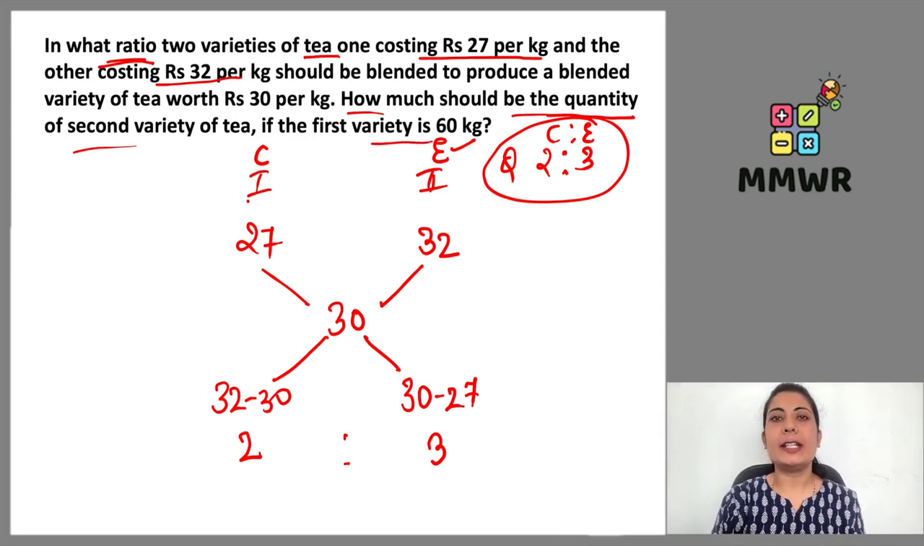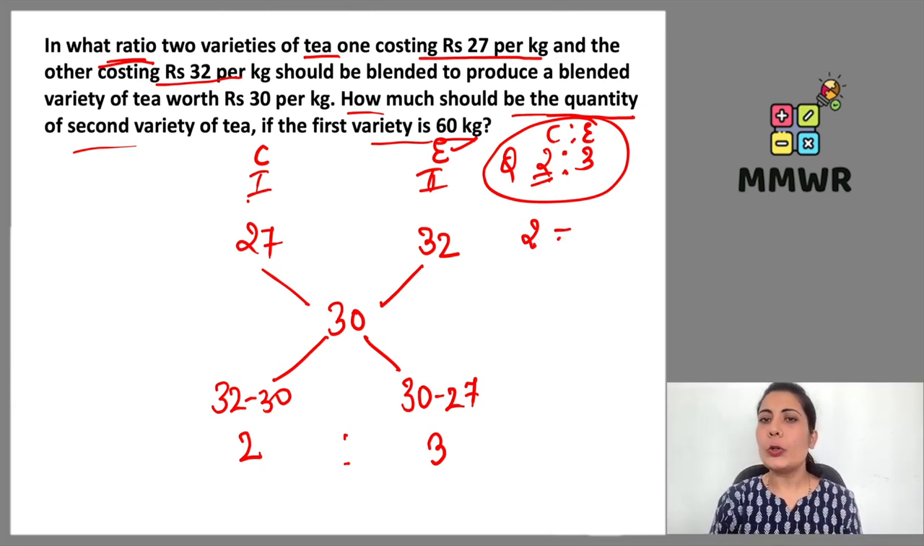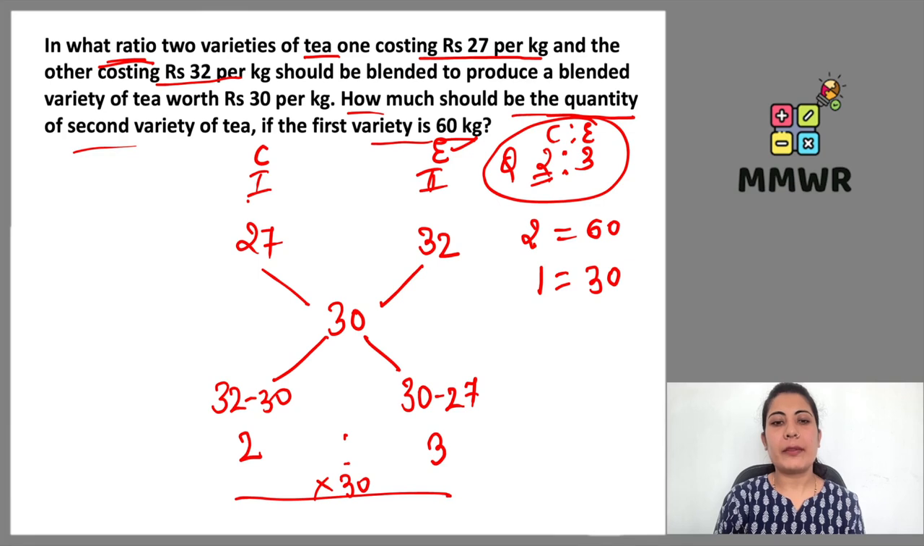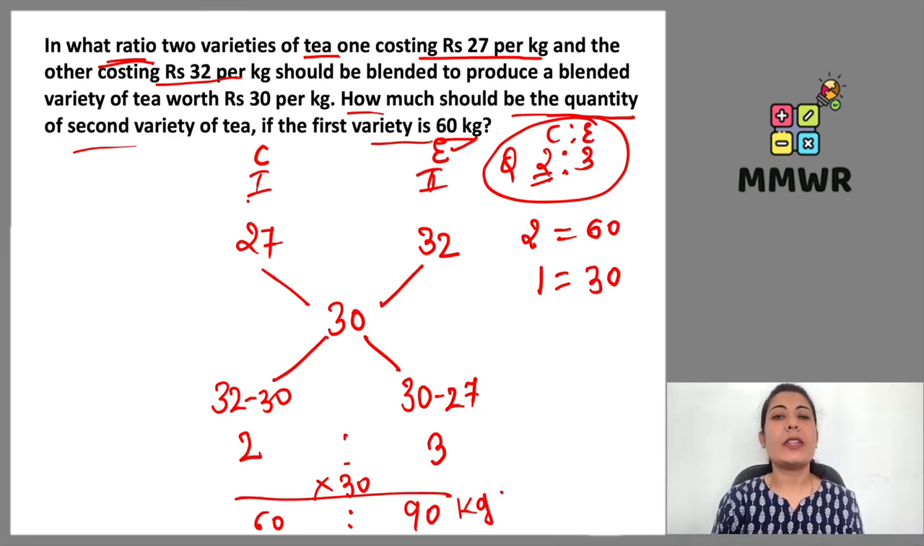If for the first variety, that means the cheaper one, we have taken 60 kg, then for the cheaper one, 2, we can write it as 2x equals 60, or 2 equals 60. So from here we will get the value for one, which is 30. That means if we have taken 60 kg of the cheaper one, of course the expensive one we will be taking is 30 multiplied by 3, which is 90 kg. Like this we have to simplify.